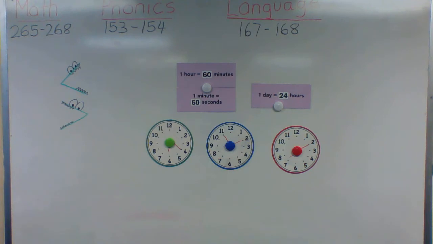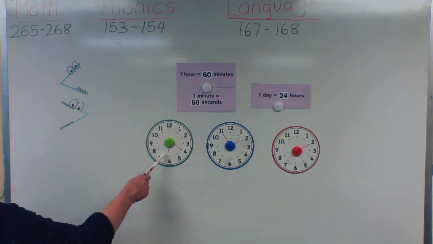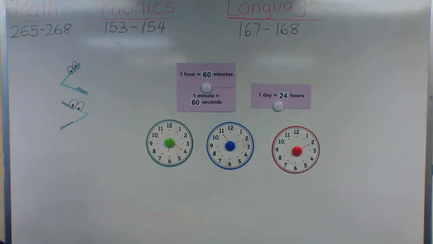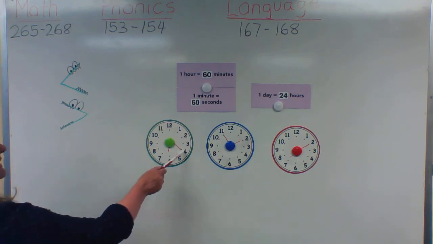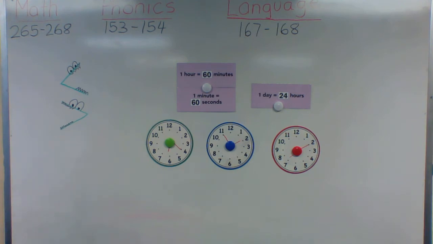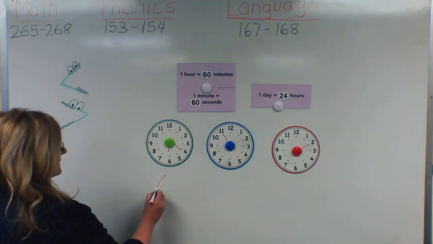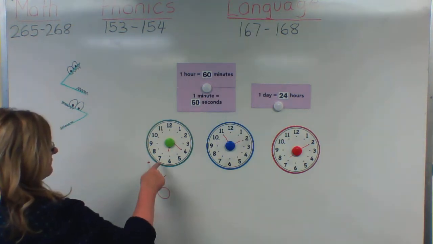So let's look at these three clocks. Let's look at the first one. The first thing we do is we look at the hour hand. The hour hand is the short hand. So this hour hand is between the 6 and the 7. And the reason it's not right on the 6, even though we say 6, is because it's 20 minutes after 6. So it's past 6 a little bit by 20 minutes. So the hour that we write is 6 because it's not 7 yet.